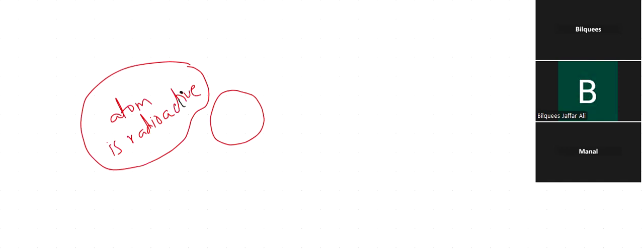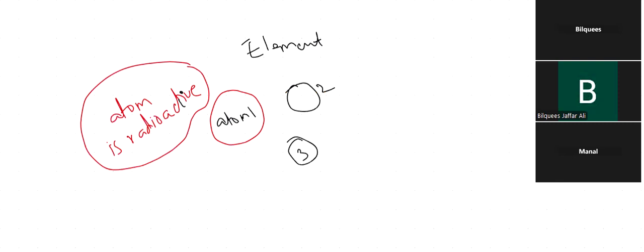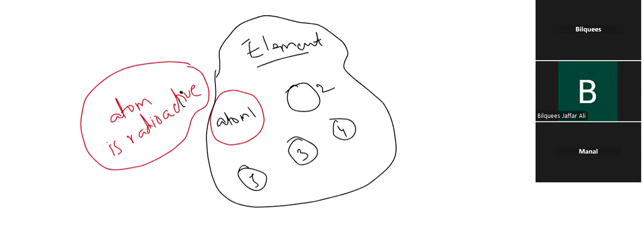Now, an element is made up of a number of atoms, right? Atom 1, for suppose, atom 2, 3, 4, 5. If we are talking about an element, it is made up of so many atoms or molecules. Each and every atom has its own nucleus, and each nucleus has its own number of neutrons, due to which this element becomes radioactive.